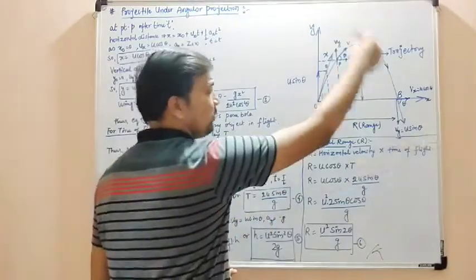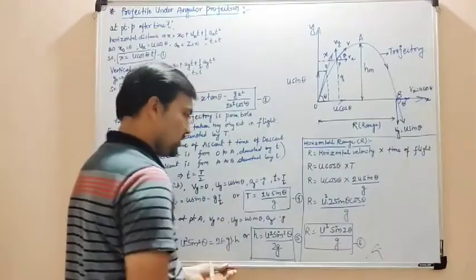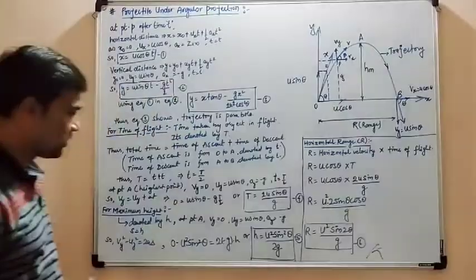We are dealing with the complete path, so capital T is equal to 2u sin theta upon g. I have expressed this as equation number 4.